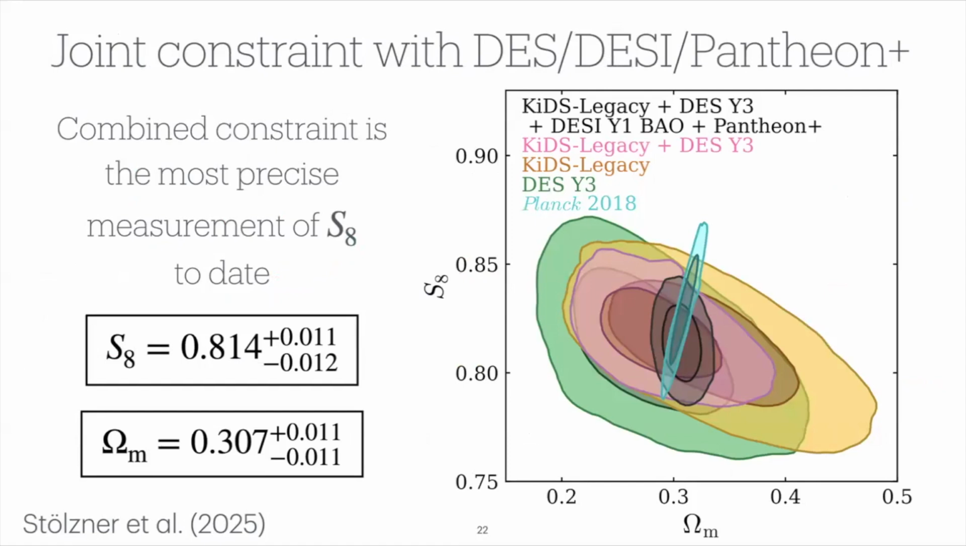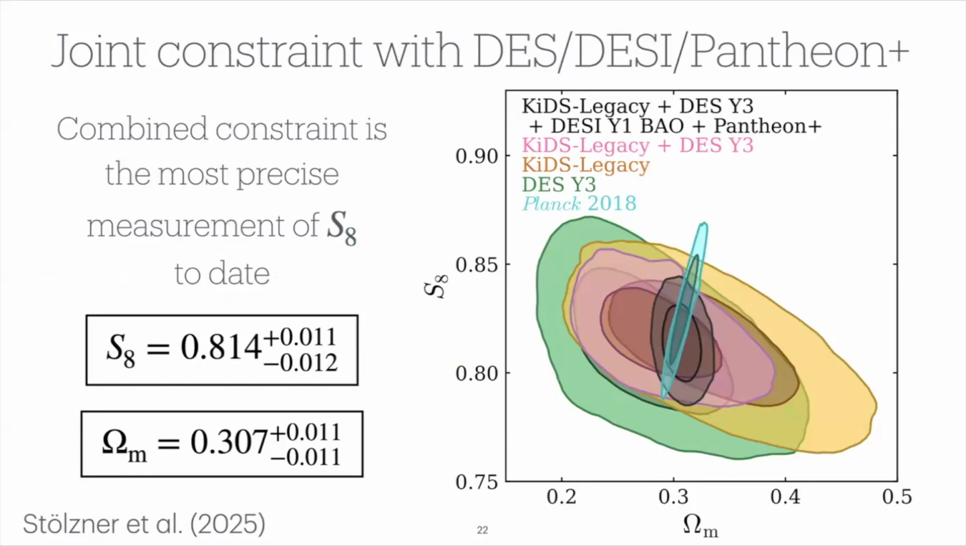combined analysis. It's important to note here that KiDS and DES have some overlap on sky, and this is why we don't use the fiducial DES data vector. Instead, we use a version that excludes the overlapping region of the two surveys. And in the plot on the right here, you can see the result of our combined analysis of KiDS, DES, DESI, and Pantheon Plus. This results in our most precise measurement of S8 to date.